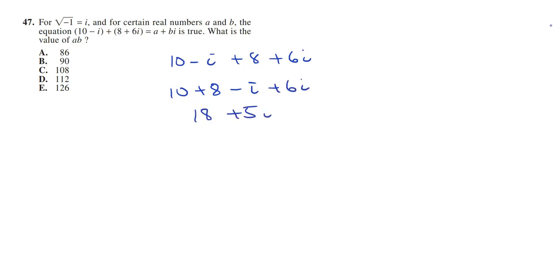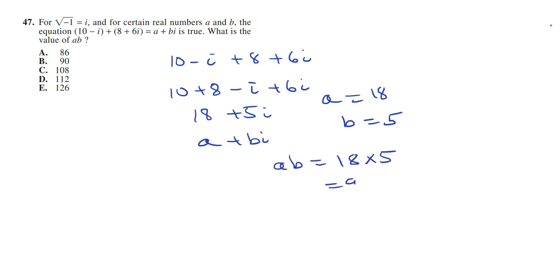18 plus 5i. So this is going to be a plus bi. So a is 18, b is 5. Now it's asking us for the value of ab, which is 18 multiplied by 5, 90.